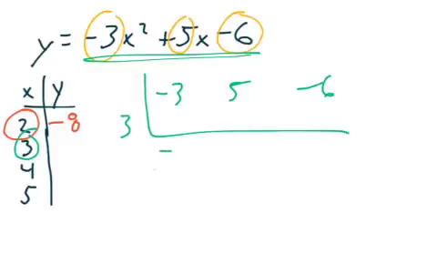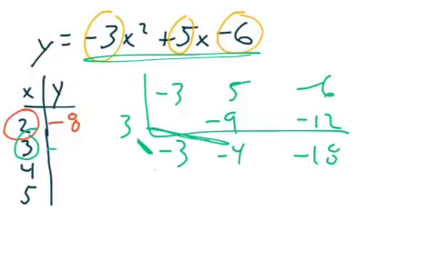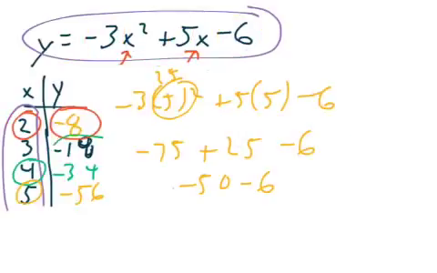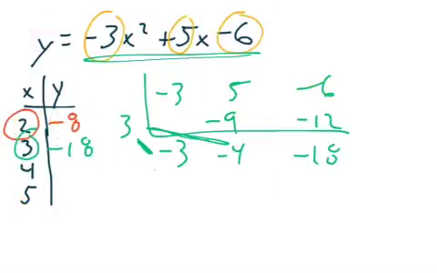So again, I just bring down a negative 3. I multiply right here. Okay, I multiply right there. I get negative 9. I put it up there. 5 minus 9 is negative 4. I multiply 3 times negative 4. I get negative 12 here. And I get negative 18, don't I? It's almost like magic if you think about it. Again, see? Same exact value in my previous table. Alright, so let's do the next one.